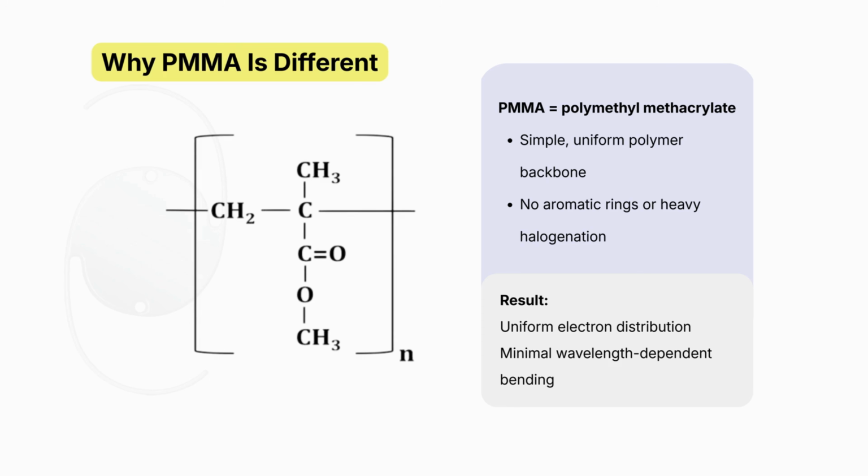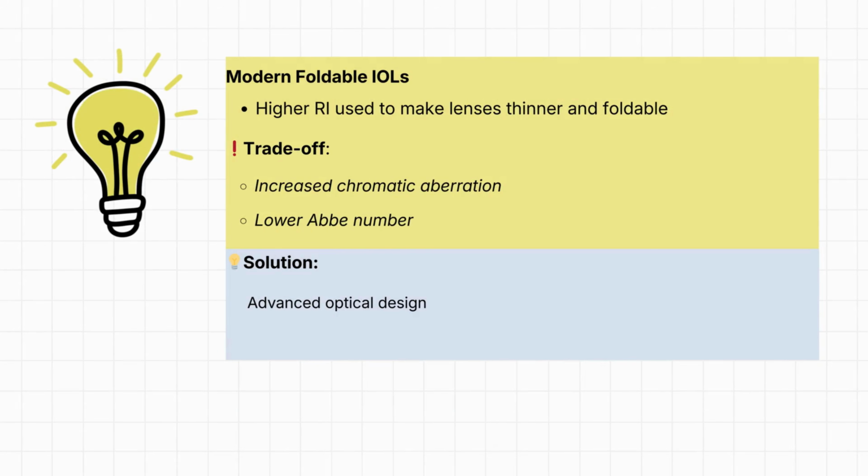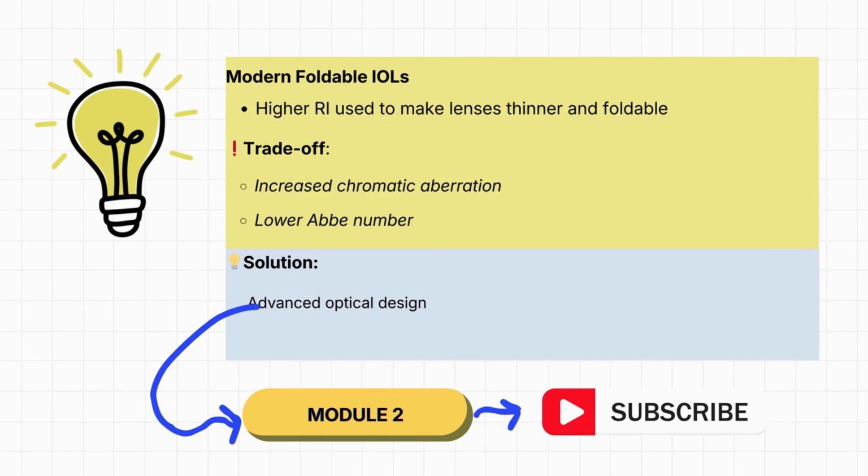As a result, PMMA can still bend light reasonably well while keeping different wavelengths of light bending in a similar way. So PMMA has a moderately high refractive index combined with very high Abbe's number, which explains why it is optically one of the cleanest IOL materials. The only problem with PMMA is that you cannot fold it. Modern foldable IOL materials accept the trade-off between the higher refractive index and the lower Abbe's number, and to manage the increased chromatic aberration, they rely on advanced optical design, which we will discuss in module number 2.